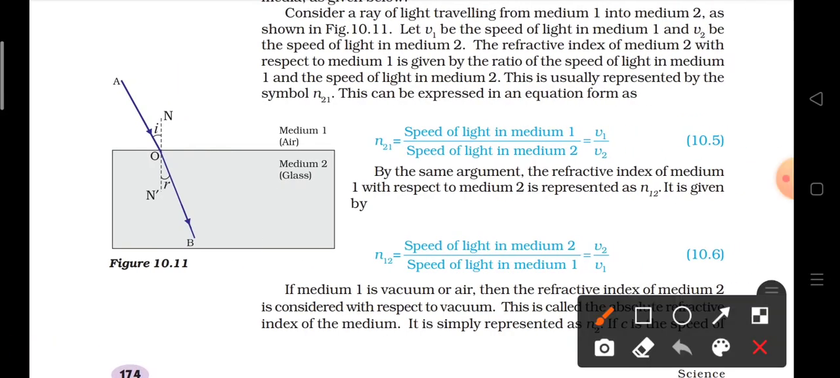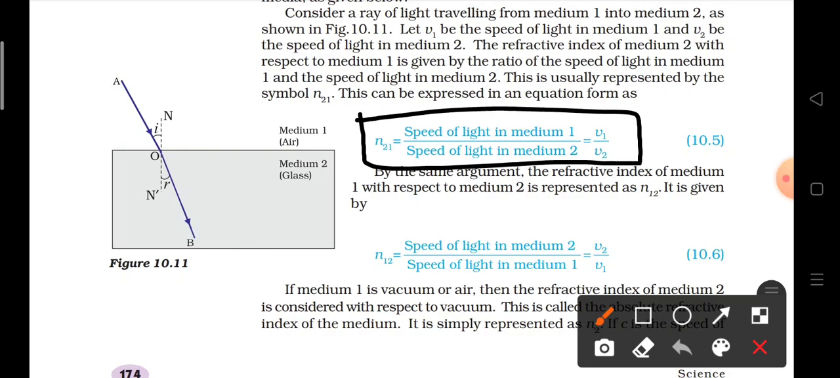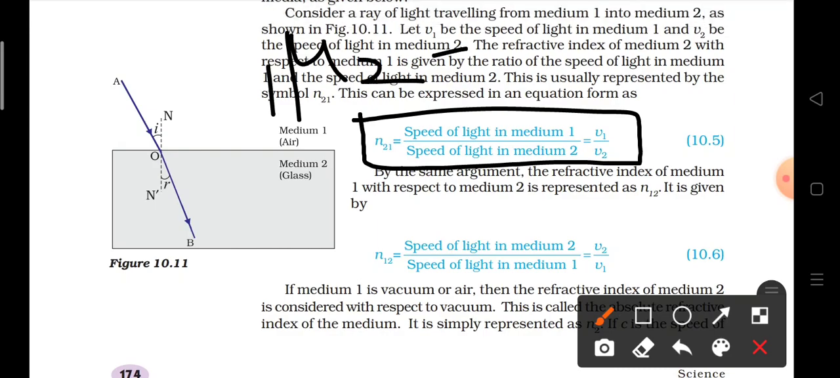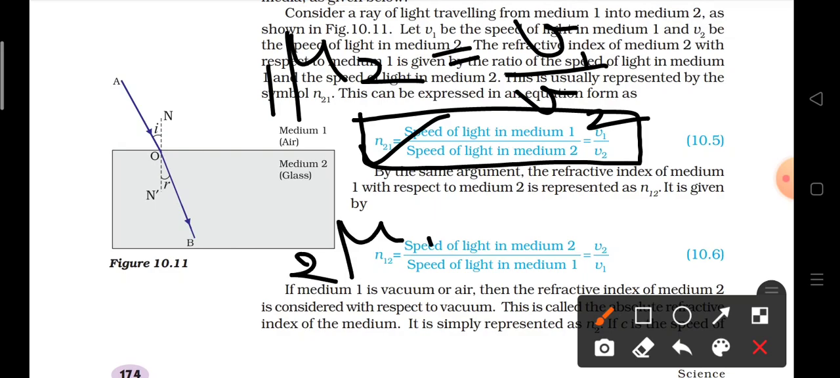Now we have discussed the speed of light in medium 1 and medium 2. If we write the refractive index of medium 2 in comparison to medium 1, then we say the speed of light in medium 1 to the speed of light in medium 2. That is written over here. Is it clear? If we write the refractive index of medium 1 in comparison to medium 2, then we write the speed of light in medium 2 to the speed of light in medium 1. Is it clear to everyone?